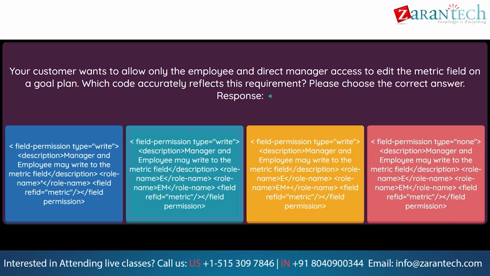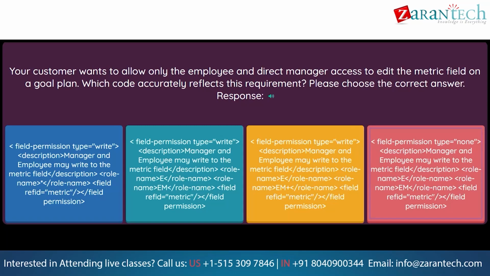Option 2 field permission type equals write. Description: manager and employee may write to the metric field. Role name /role name. Role name /role name. Field refit equals metric /field permission. Option 3 field permission type equals write. Description: manager and employee may write to the metric field. Role name E /role name. Role name M plus /role name. Field refit equals metric /field permission.